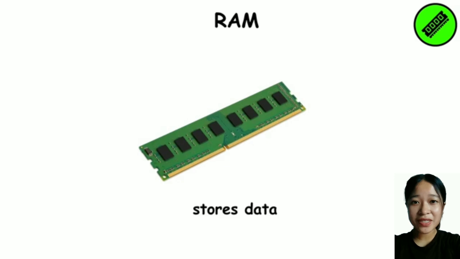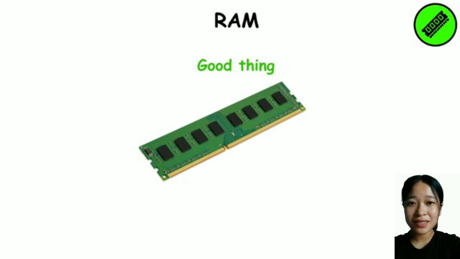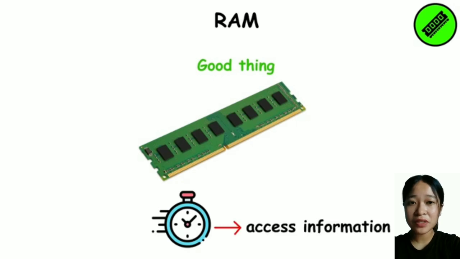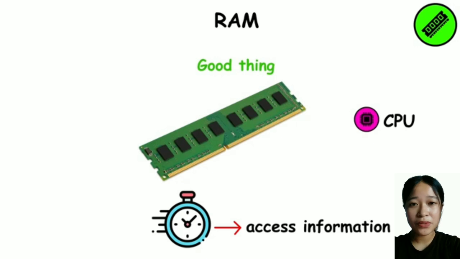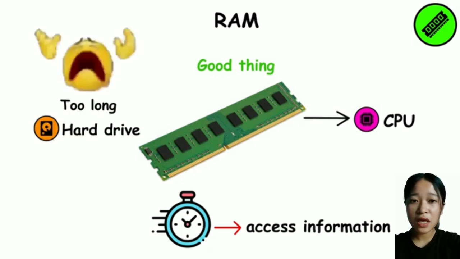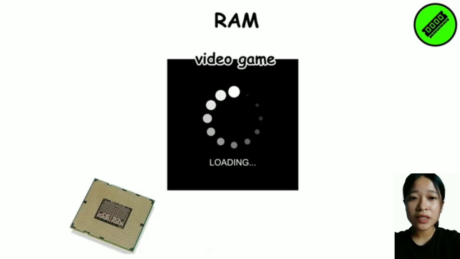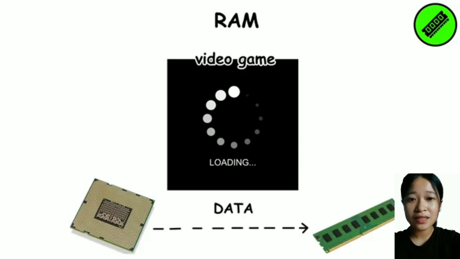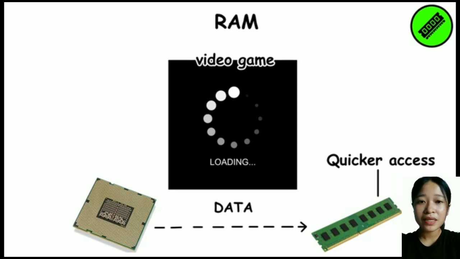RAM. The RAM stores data just like the hard drive, but with much less space available. The good thing about the RAM is how fast it can access information, making it useful to quickly communicate with the CPU. Every time you see a loading screen in a video game, it's because the CPU is taking the needed data from the hard drive to the RAM, so it can access it much more quickly while you're playing.